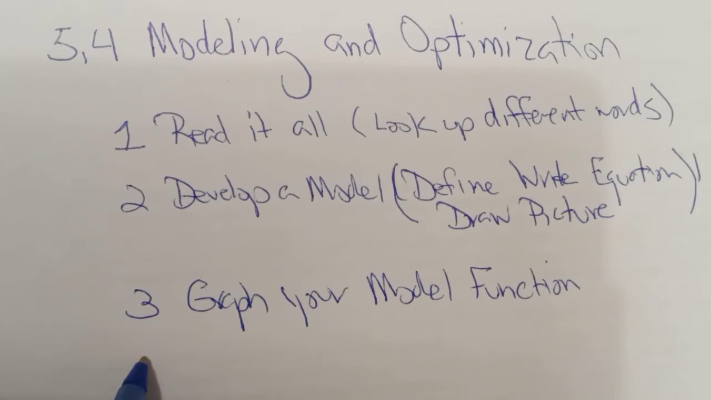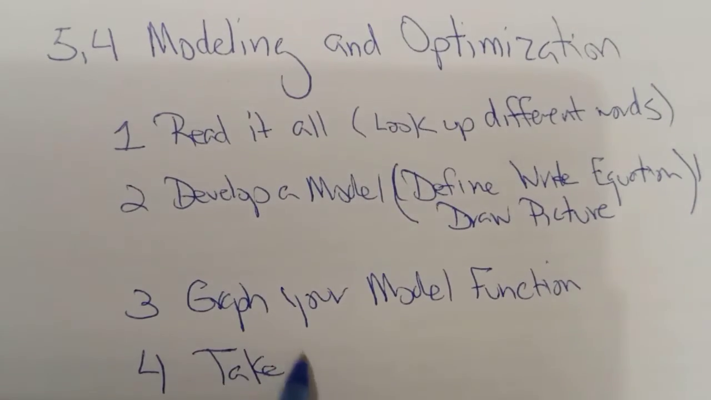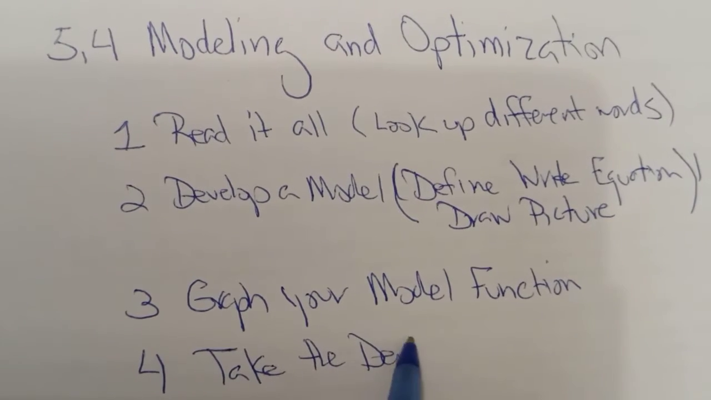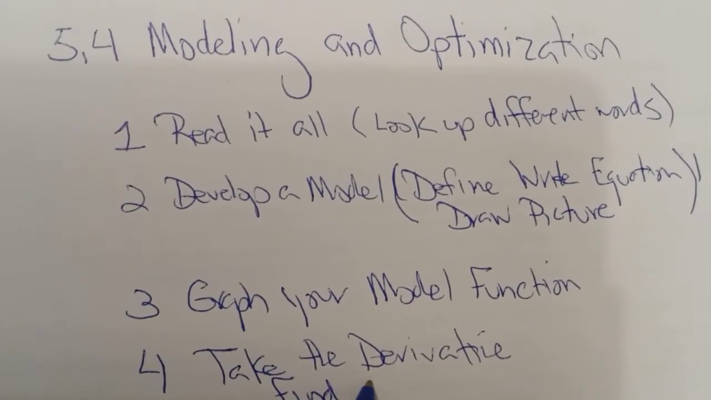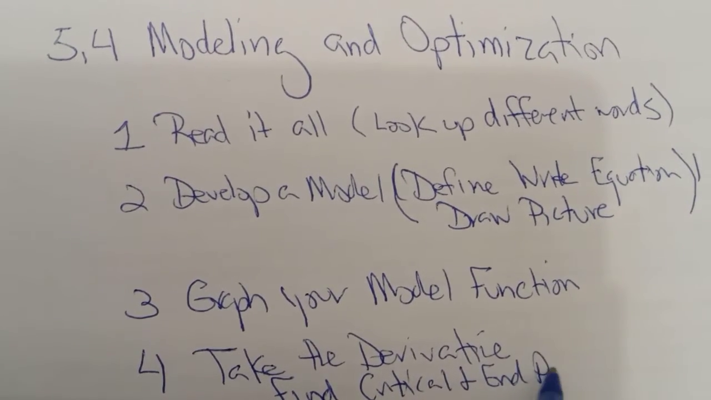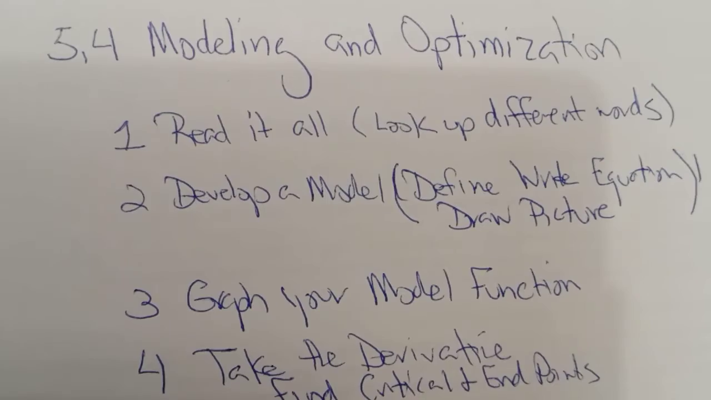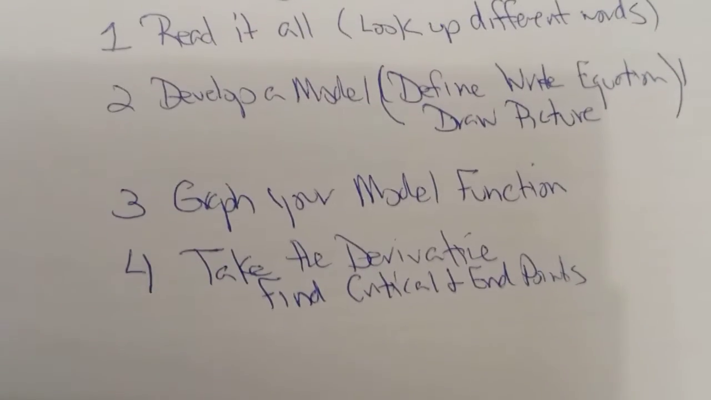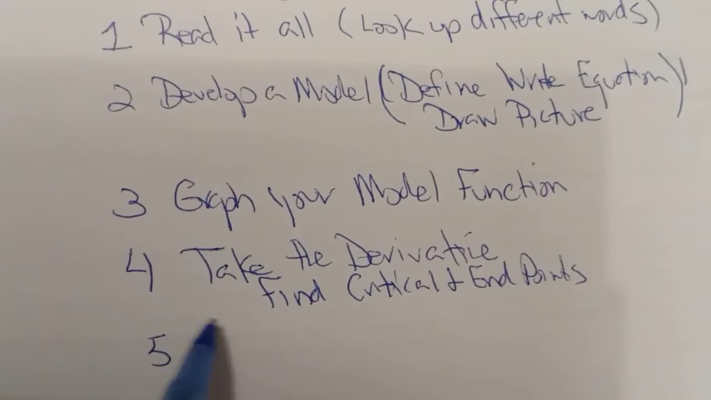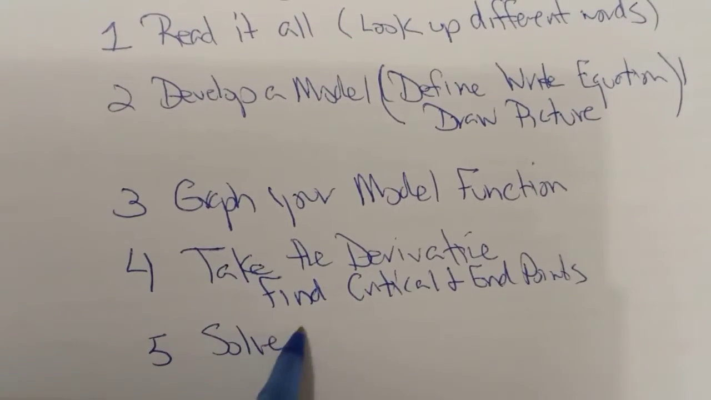And then for your optimization portion, part four, after you graphed it, the part four is very simple. You need to take the derivative, find critical and endpoints, and then lastly but not least, you solve and interpret.